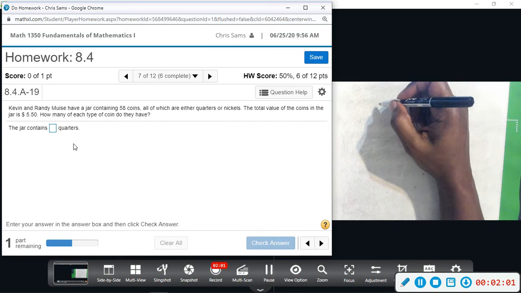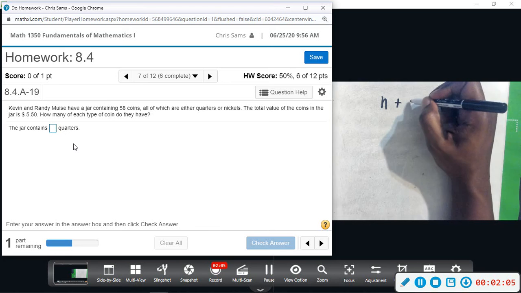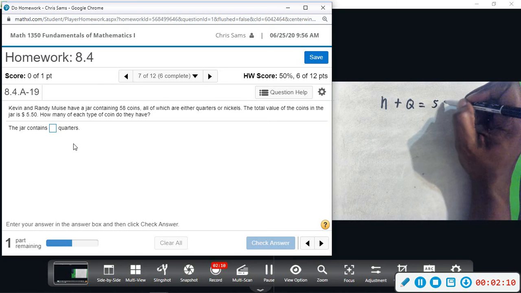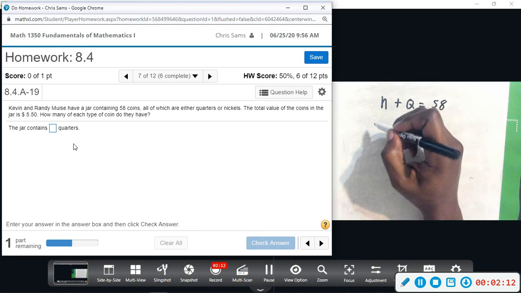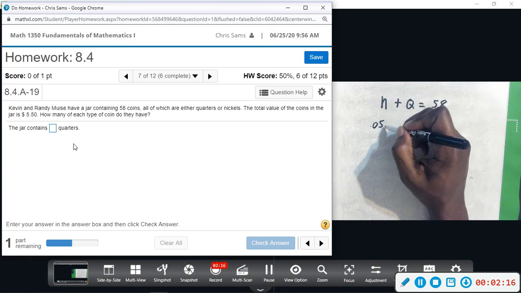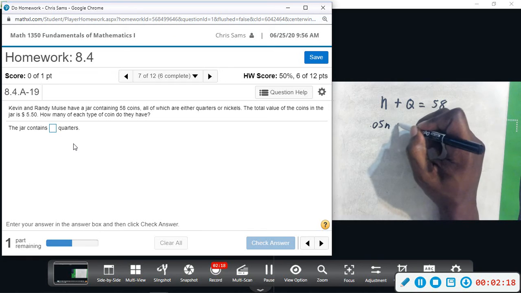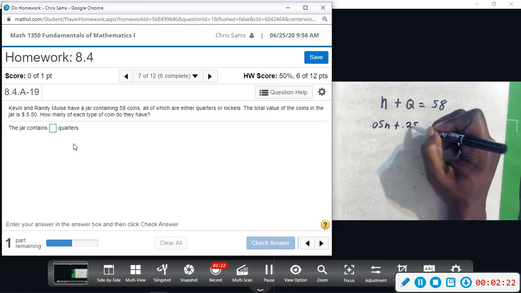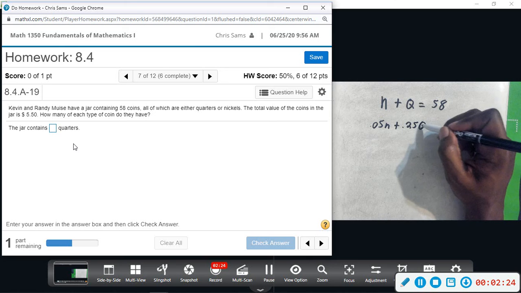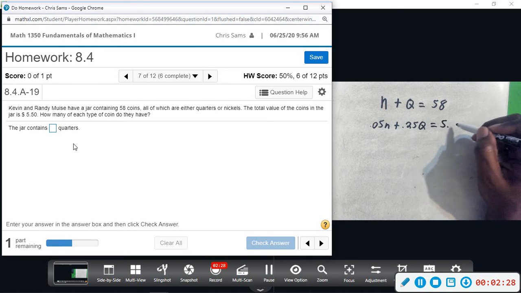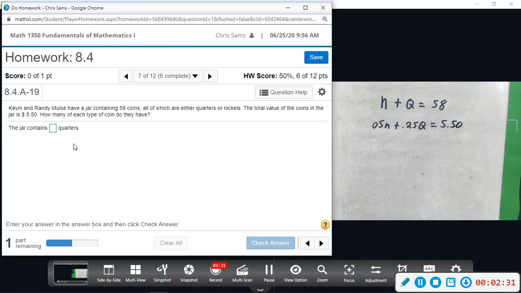We have nickels and quarters. There are 58 total, and a nickel is worth 5 cents, so 0.05 times the number of nickels plus 0.25, because a quarter is worth 25 cents, times the number of quarters that we have. That will give us the total amount of money, which is 550.